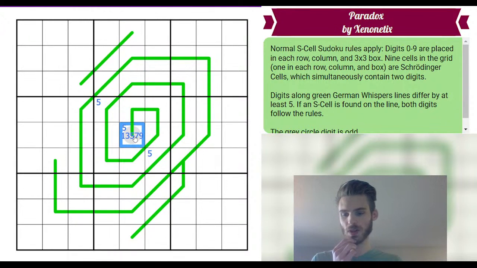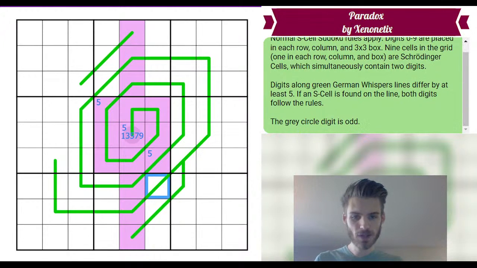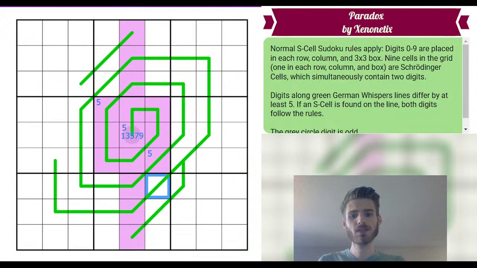Okay. So there's something to do with this column and this box that I can't quite figure out. There's not a lot of information in this puzzle. That's why it's called the paradox, I think. So let me think here.